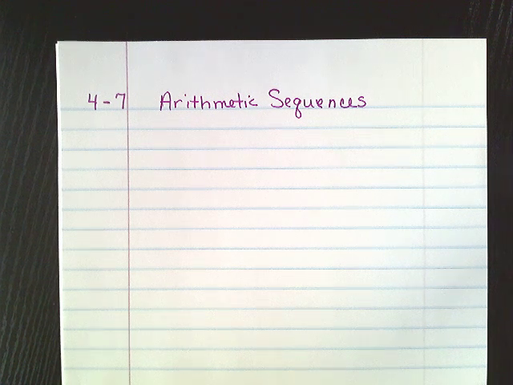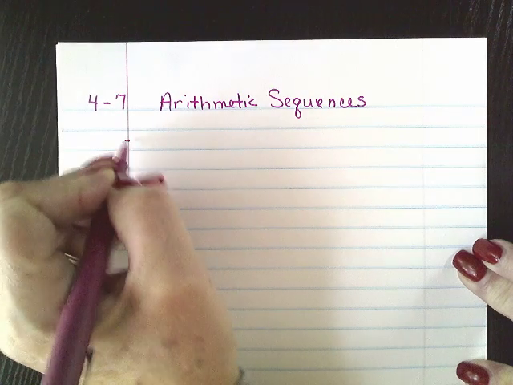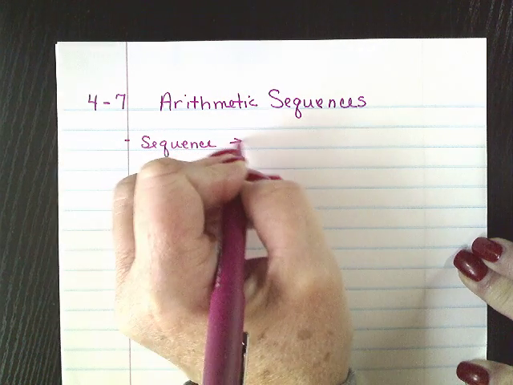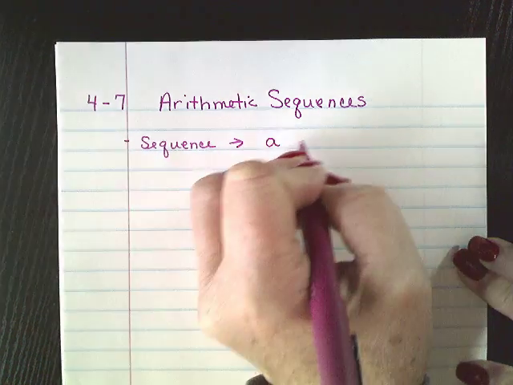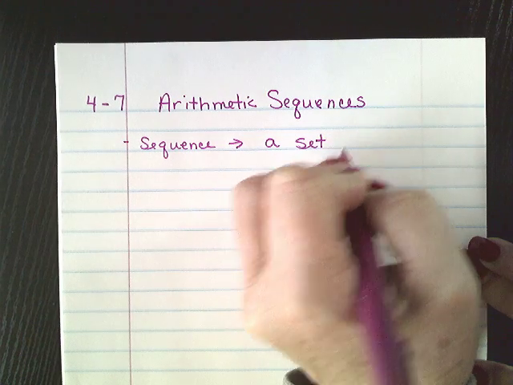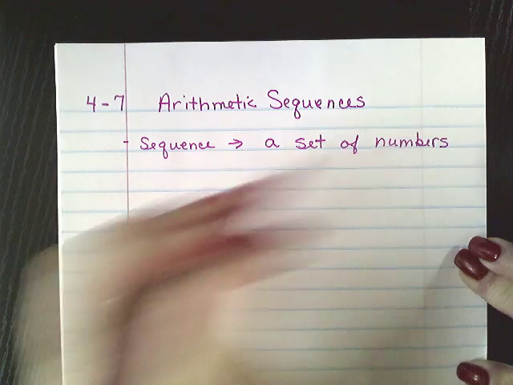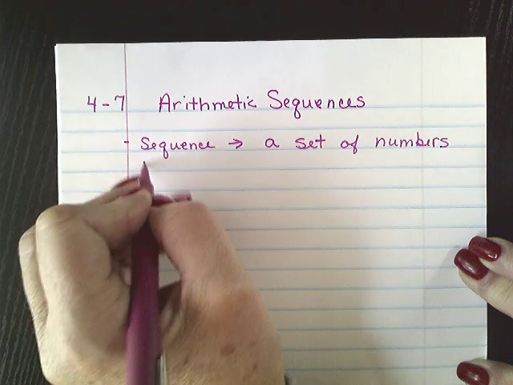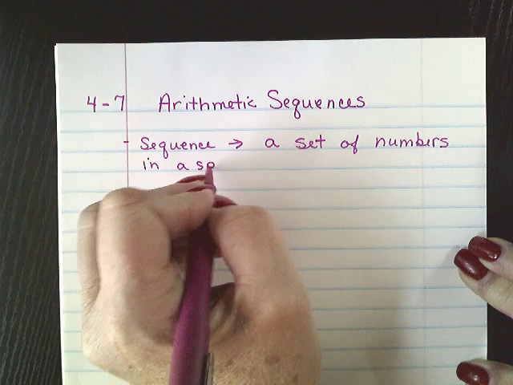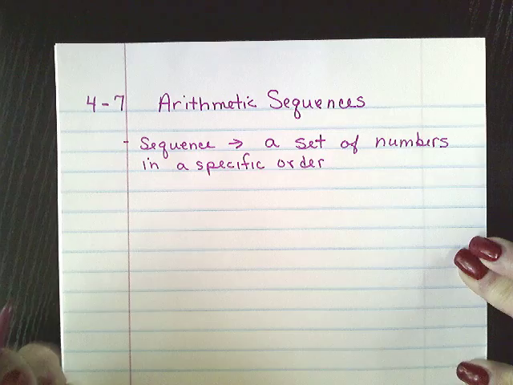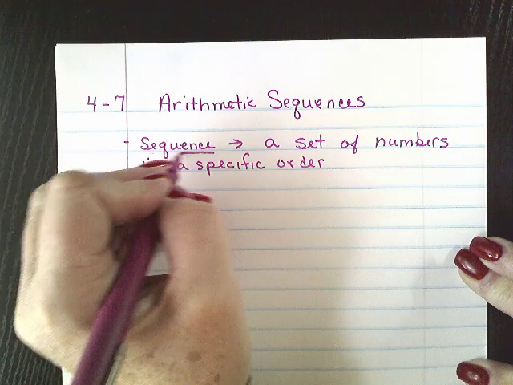Okay, today we're going to discuss section 4.7, arithmetic sequences. So let's get through some of the vocabulary first. The first word we want to talk about is sequence. And it is a set of numbers in a specific order. All right, that's our first vocabulary word.